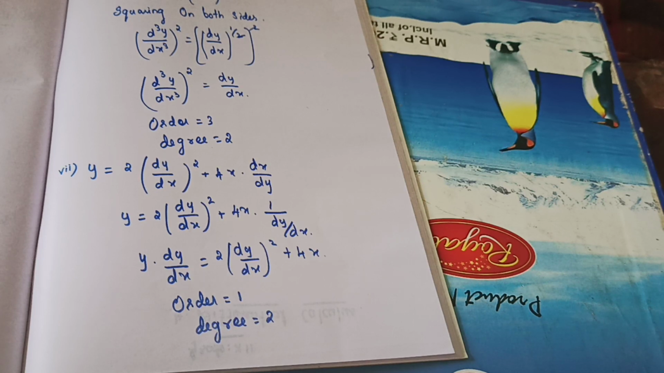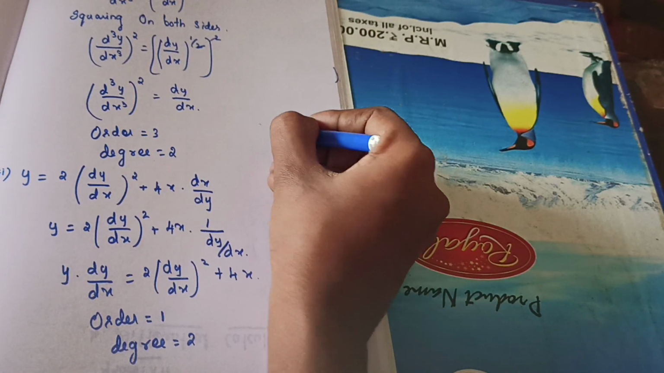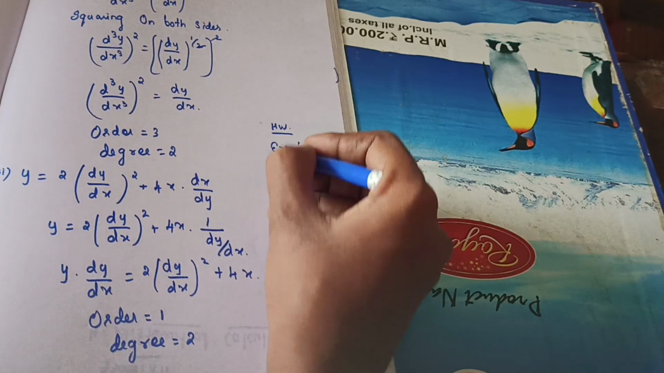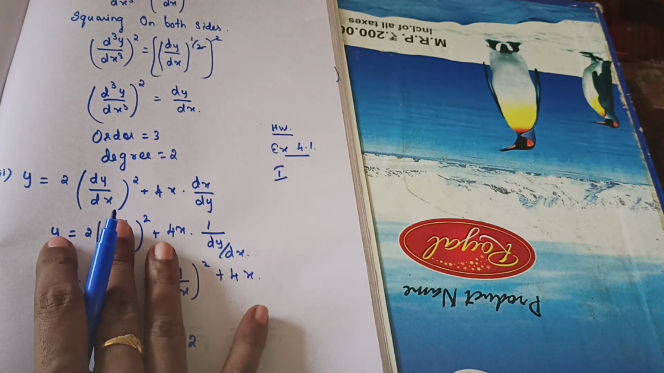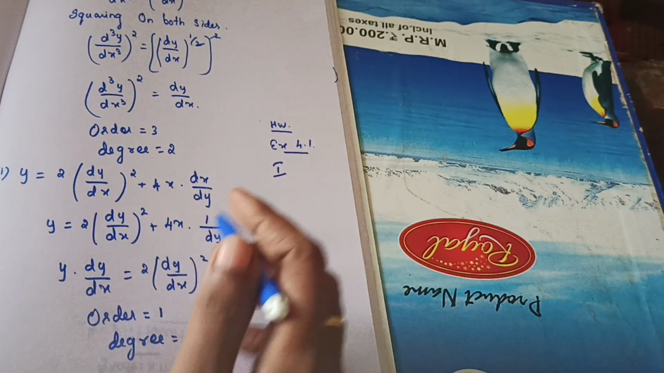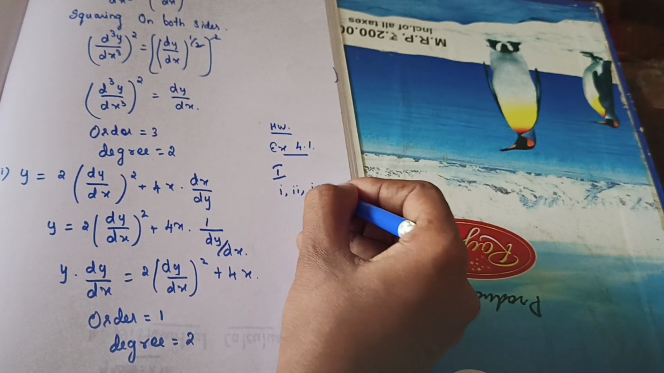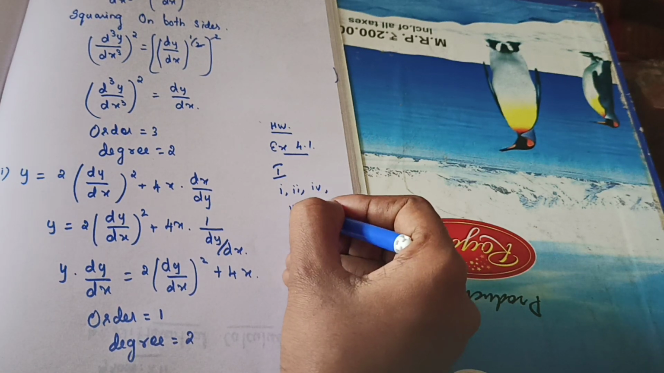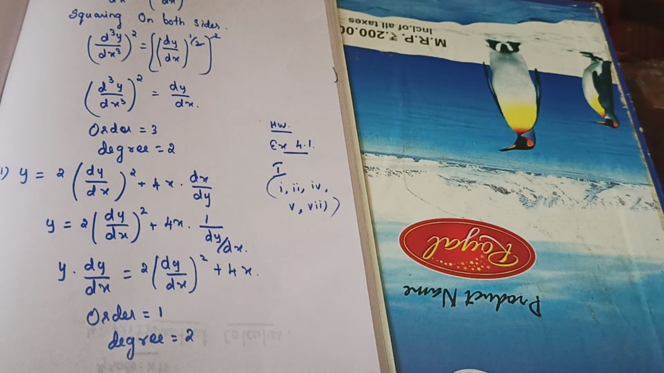Okay, now I will give some homework for you. Take down your book, page number 84. Exercise 4.1. First Roman, there are 7 problems, same as this example. First problem you need to do, second one, third one I will do in the class, fourth one, fifth one, sixth one I will do in the class, seventh one. So these 5 problems are same as this example model, so you can do.